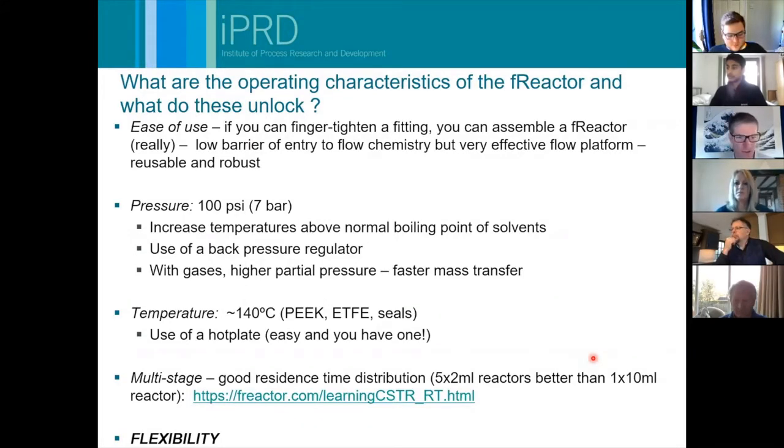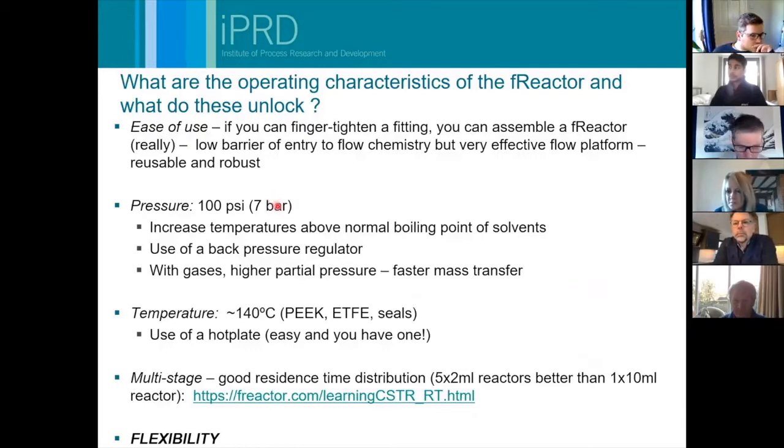I mean, I showed you, if you can finger tight a fitting, then you can assemble a reactor, and it's really that easy. So there's a very low barrier of entry to flow chemistry, but it's a very effective flow platform from a chemistry perspective. It's reusable and robust. There's a pressure limit of 100 psi, so a 7-bar pressure limit on those.